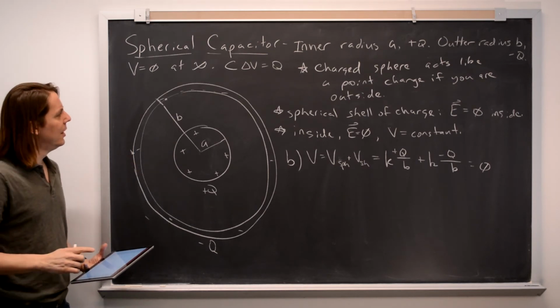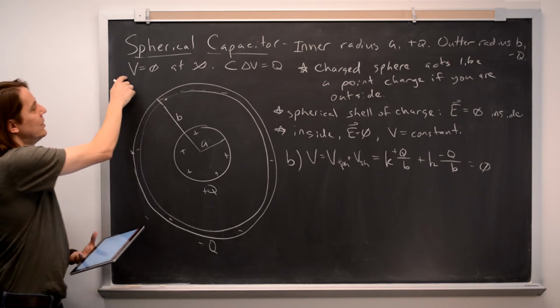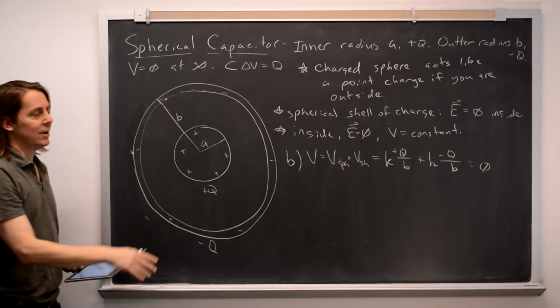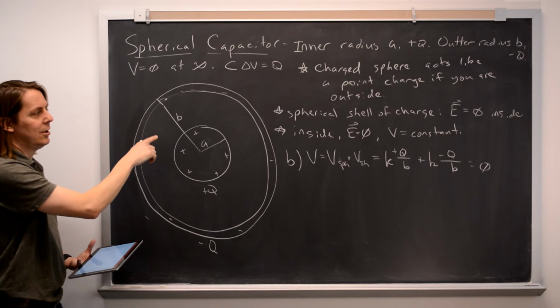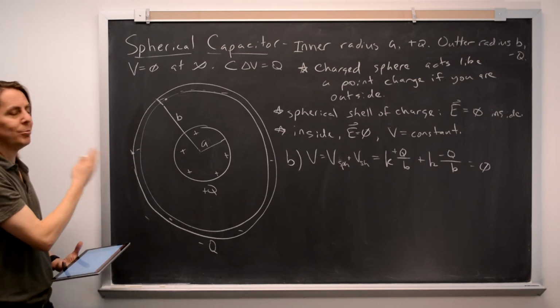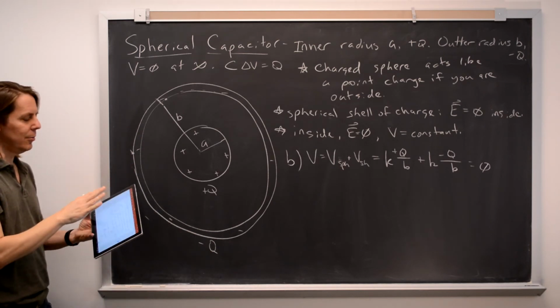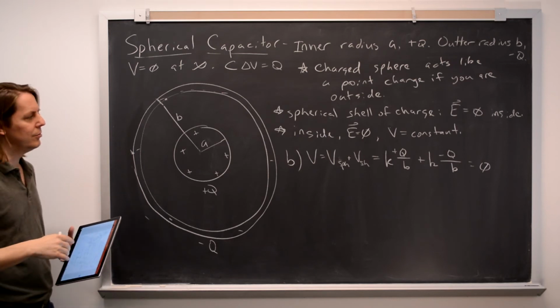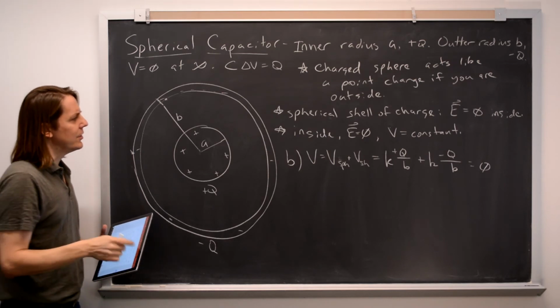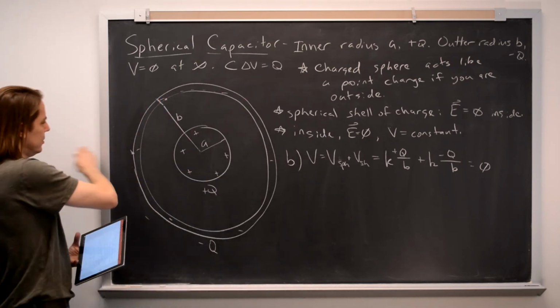Right? Let's imagine we went outside the shell. We'd get the exact same thing. K plus Q over B, K minus Q over B. So this thing creates no potential outside, just like a parallel plate capacitor creates no field outside. Okay, so that's part B, 0 potential. That's how you get here.